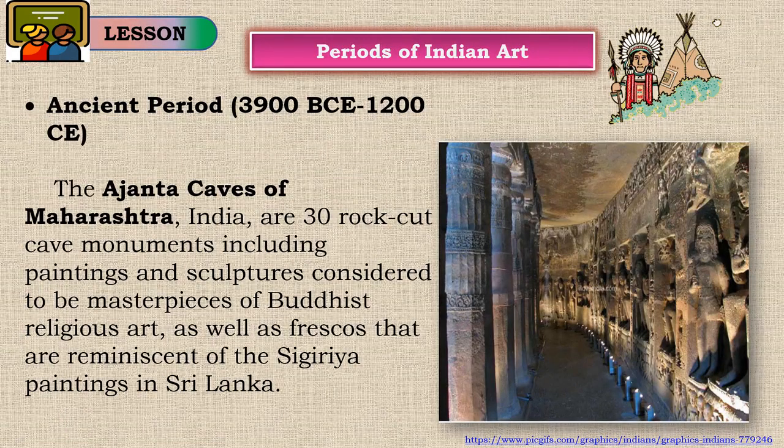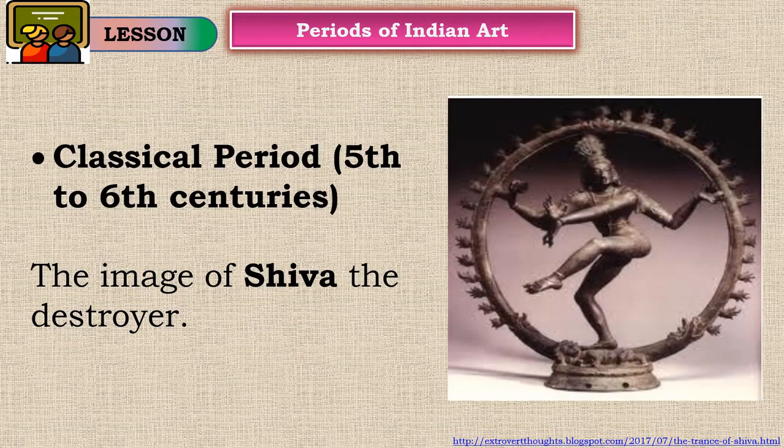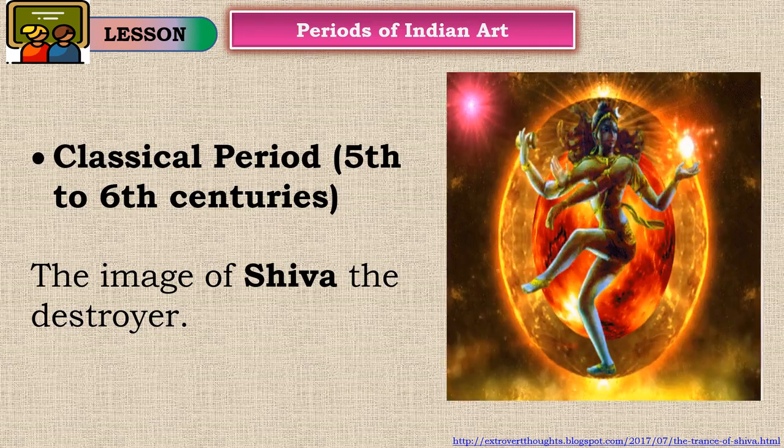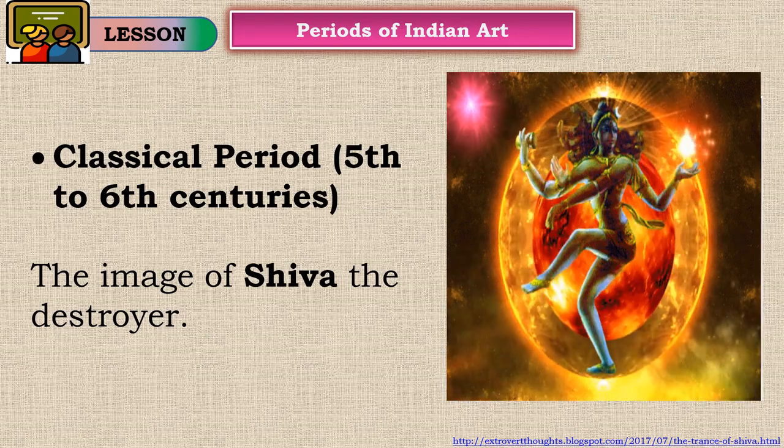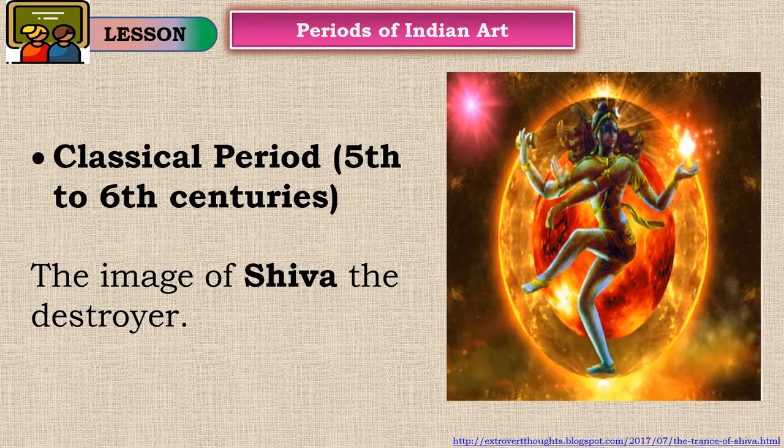Here are the periods of Indian art. First is the ancient period, in which the Ajanta caves of Maharashtra, India are 30 rock-cut cave monuments, including paintings and sculptures considered to be masterpieces of Buddhist religious art, as well as frescoes that are reminiscent of the Sigiraya paintings in Sri Lanka. On the classical period, we have the famous image of Shiva, the destroyer, develops into Shiva, the cosmic dancer, represented by a 4-armed figure where one hand holds fire, another holds drum, third points up, and fourth arm points down to dwarf, in which he dances too.